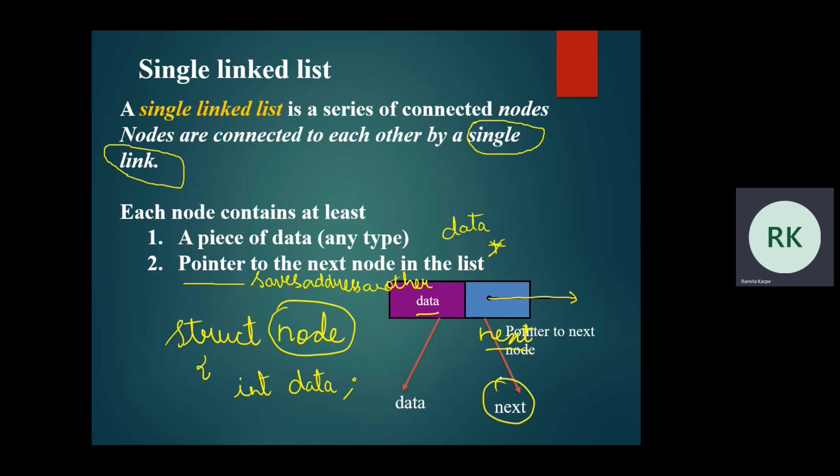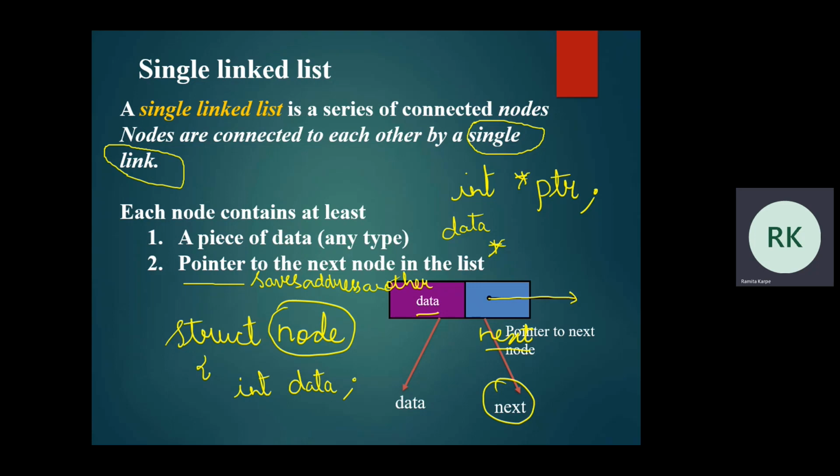Now, how are we going to declare the next part? Let's say I want to store the address of an integer data. How will I declare the pointer? I will declare the pointer like this: int star ptr, with an asterisk over here. So ptr is going to save an address of integer type of data. Similarly, in our case, this next is going to save the address of another node.